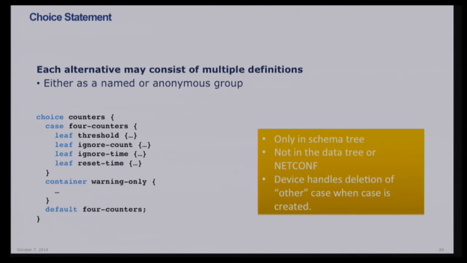And of course, you can have multiple definitions. You can name them, or you can use containers and groupings for this. So a choice can actually have several cases. In this case, we will have a number of leaves for the counters, and a container for warning only. And there's a default statement, right? So if you create the choice container or create the choice group, we can pick one for you. This means that if you send an edit-config, for example, to create these things, the implementation itself will put, in this case, the counters as the valid or currently active configuration.